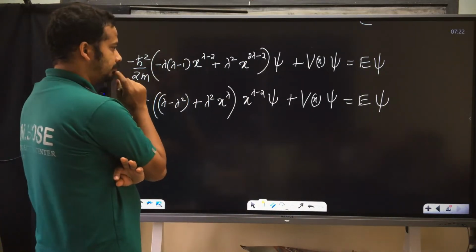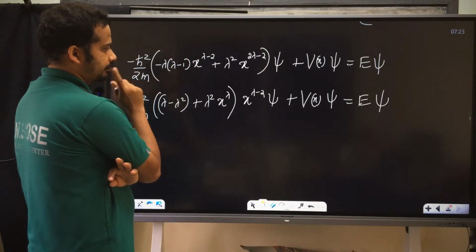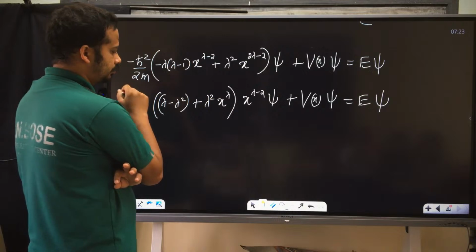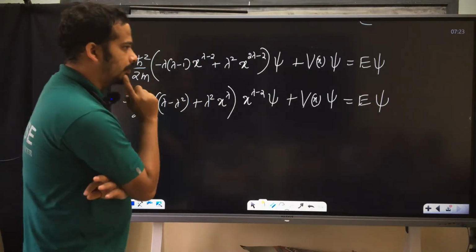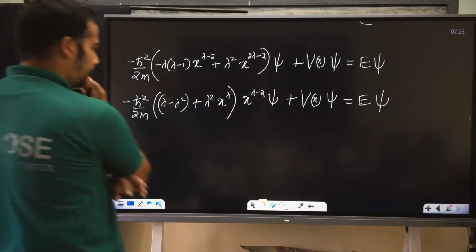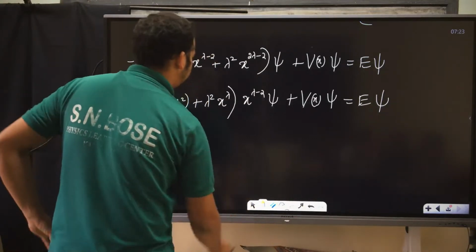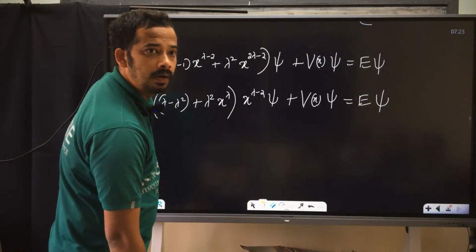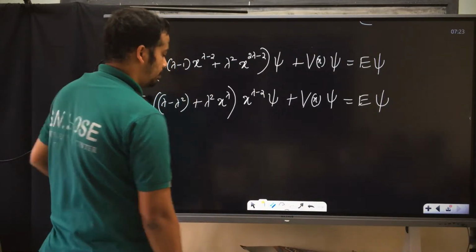Anyone who solved? Yes. So I just solved it, but I didn't know the right answer. It is beta plus 2 by 2. If it is beta plus 2 by 2. No, how?